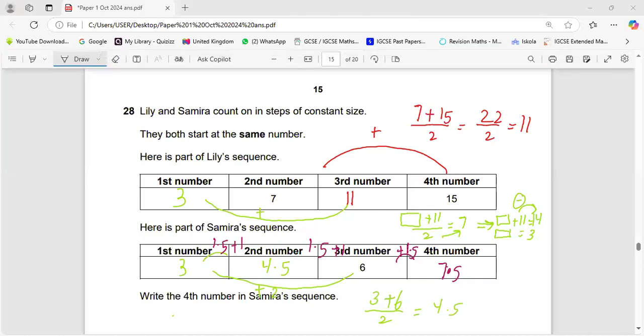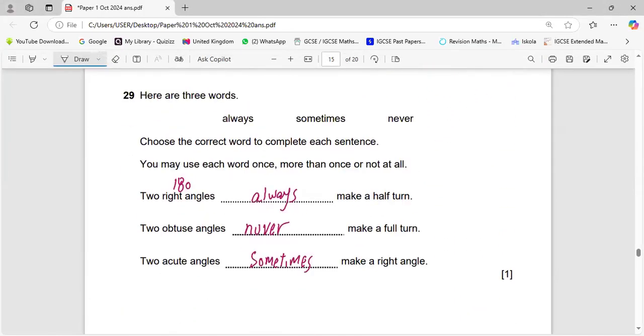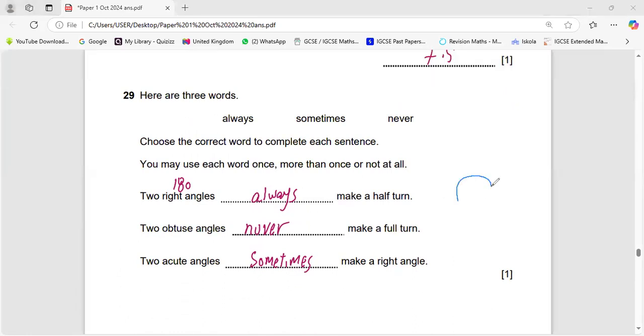The next one. Here they ask you about always, sometimes, never. Two right angles is 180, which always makes a half turn. What do you mean by turn? A turn means 360, a full circle. And 180 is a half. So that is always correct. For obtuse angles, you know an obtuse angle is greater than 90.